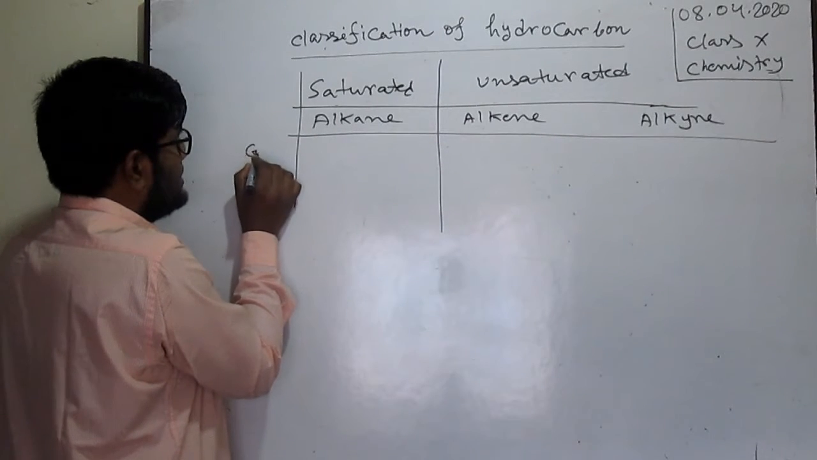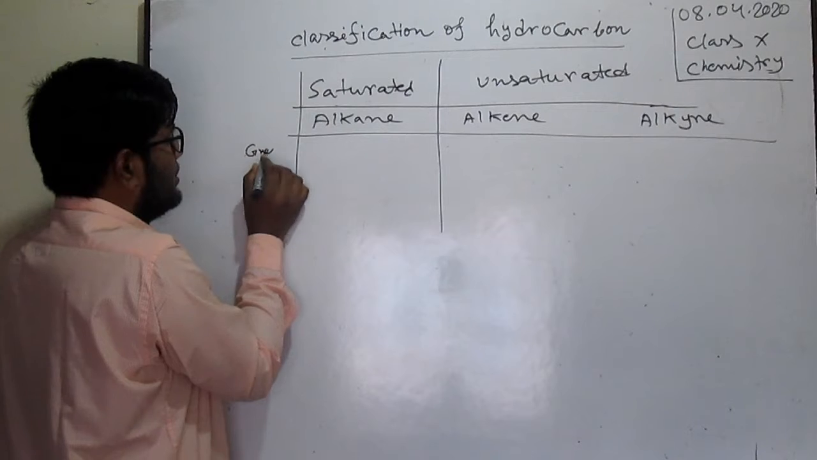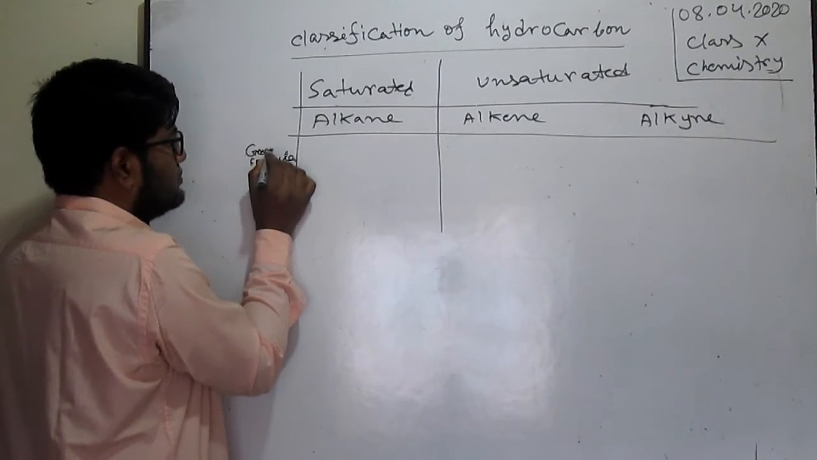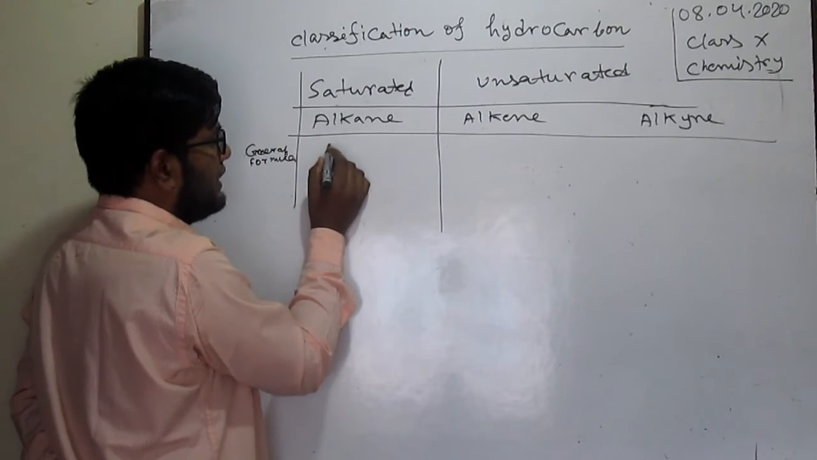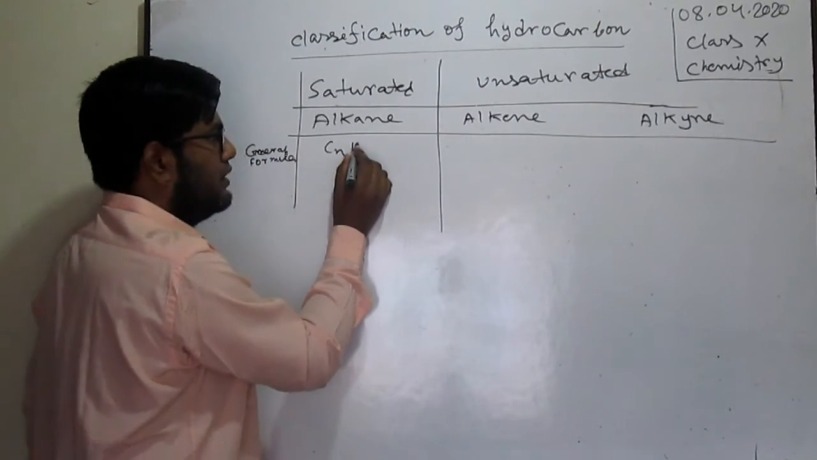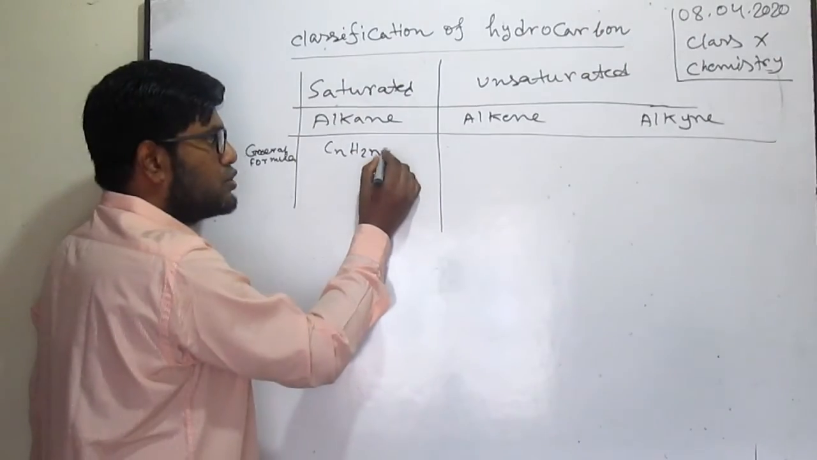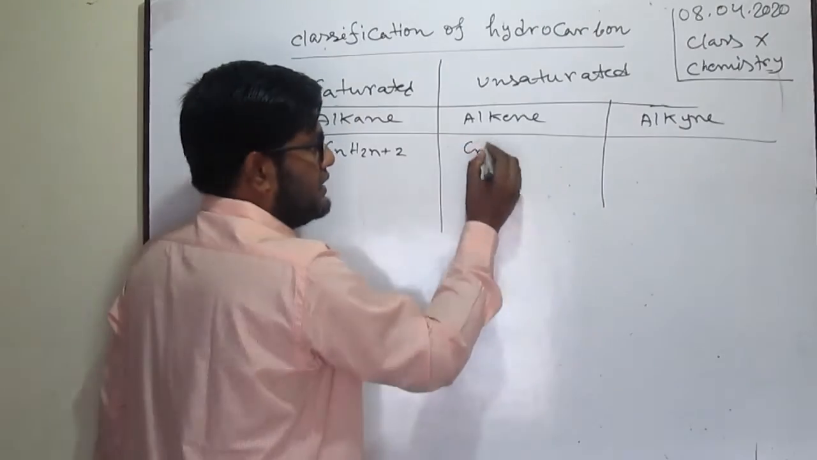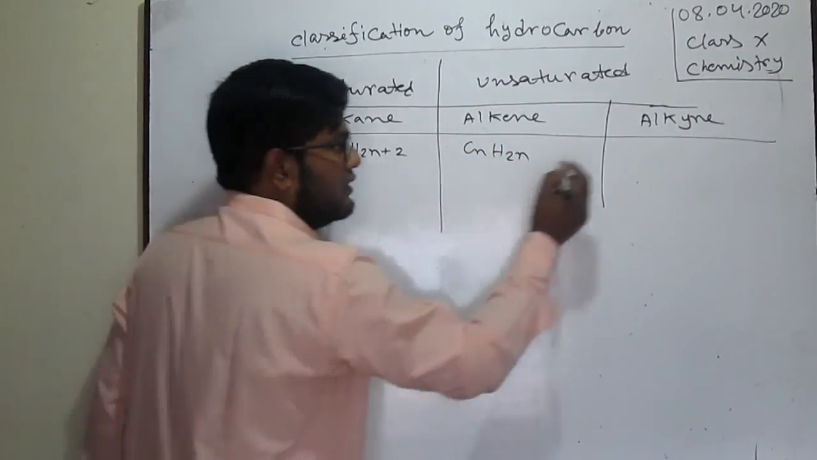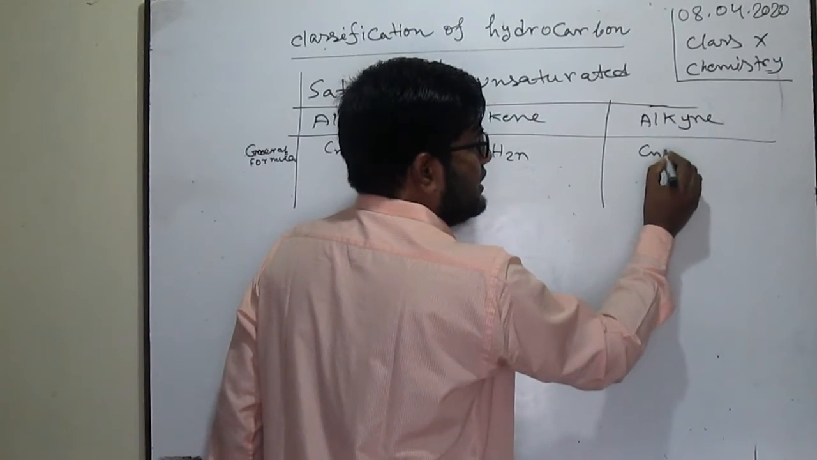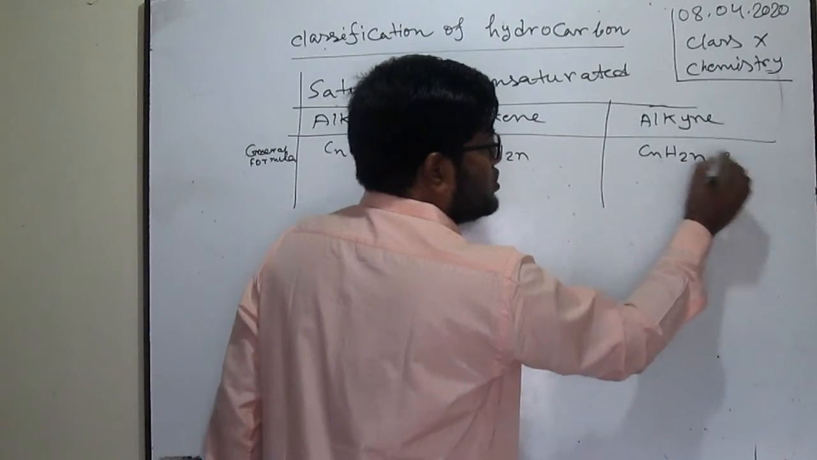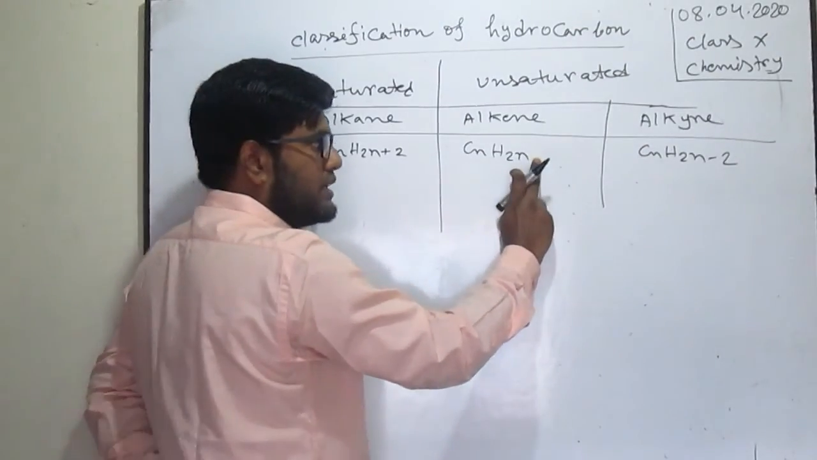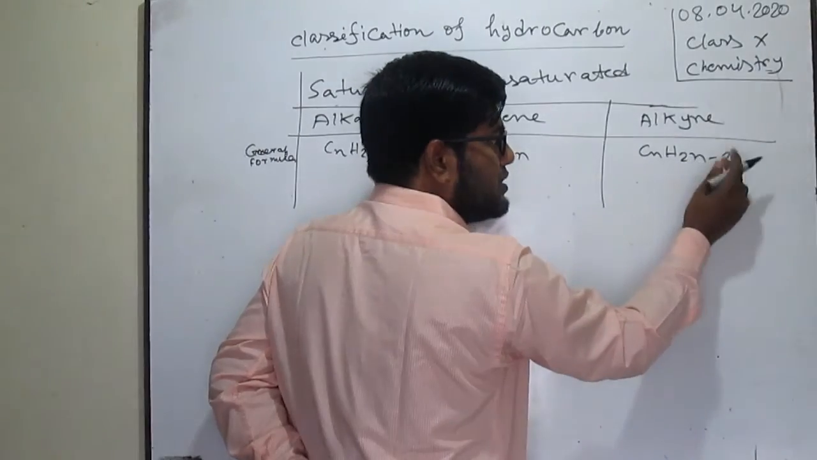General formula. This is the general formula. The general formula for alkane is CnH2n+2. In case of alkene, its general formula is CnH2n. In case of alkyne, it is CnH2n-2. Here 2n plus 2, only 2n, and here 2n minus 2.